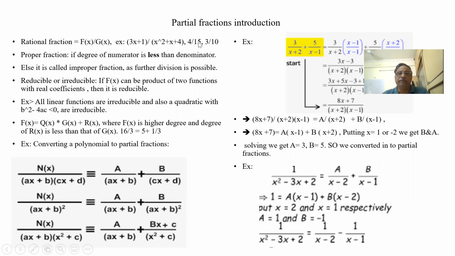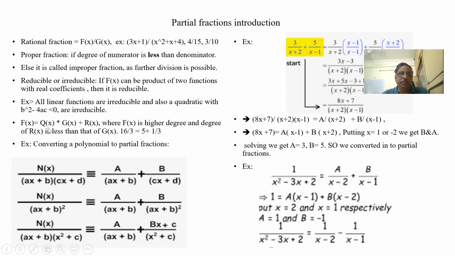Similarly, in terms of x, the numerator is a single degree and the denominator is double degree. If the denominator is higher degree, we call it a proper fraction. If the denominator is lower degree, we call it an improper fraction. Suppose 16 by 3, where the denominator is lower. 3 fives are 15 plus 1 by 3. So 5 is the integer and 1 by 3 is the fraction portion.